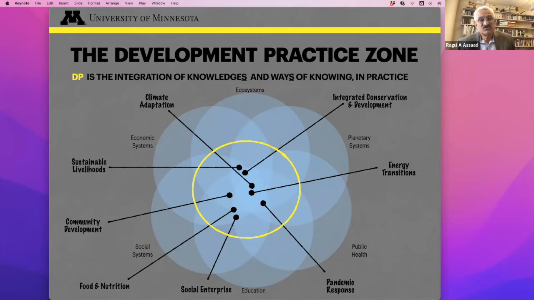So, for instance, we have issues of sustainable livelihoods, community development, food and nutrition, social enterprise, energy transitions, climate adaptation. All of them really are the intersection of these various knowledge areas. And so the word integration is essential to a development practice education, which is an ability to have enough familiarity with these various fields of knowledge so that you can work across them.